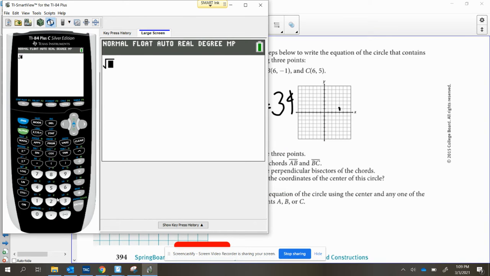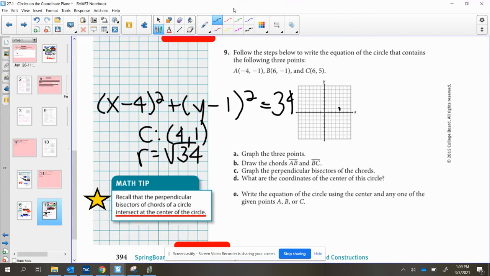So the square root of 34 is about 5.8. So on our graph, in order to graph this, we would go up from our center point about 5.8, or almost 6. So right here, and then we would go to the left 6, down to 5.8, so again about 6, and then to the right, which would be a little off our graph.